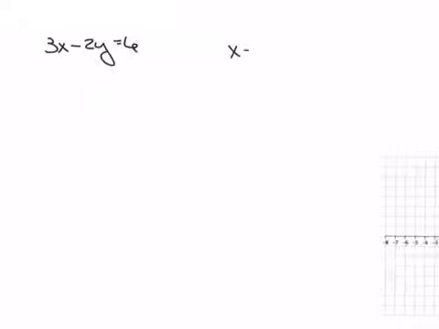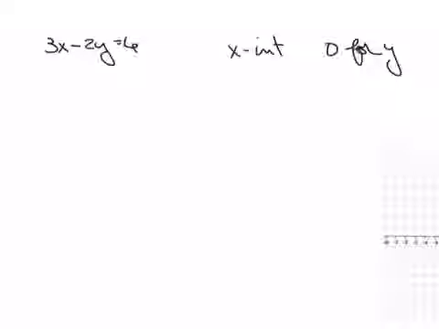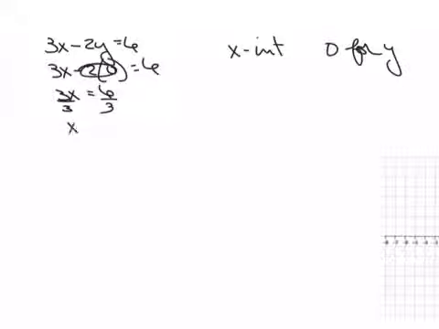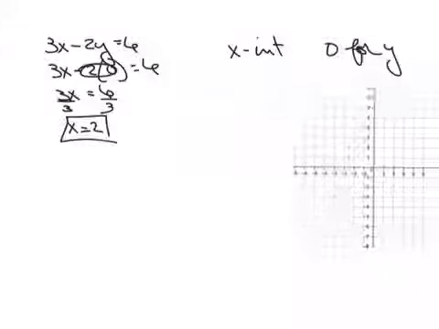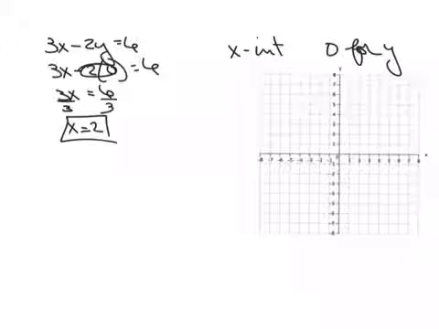If you're looking for the x-intercept, what you do is you put in a 0 for y. Okay, that's all you do, and you can find the x-intercept. 3x minus 2 times 0 equals 6. 3x, that goes away, equals 6. Divide by 3, x equals 2. That is the x-intercept. That is where, if we have a graph, the graph will cross the x-axis.